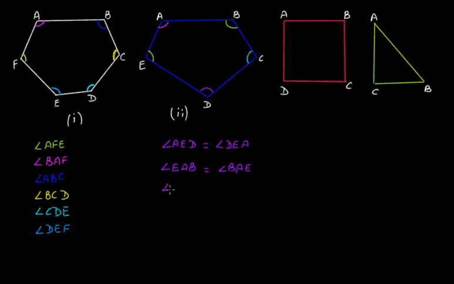Similarly, angle ABC will be the same thing as angle CBA. And for this angle, angle BCD will be the same as angle DCB. Note that the vertex is always in the middle. Angle CDE will be the same thing as angle EDC. So we have written all those five angles. Pause this video and try to write for these two.